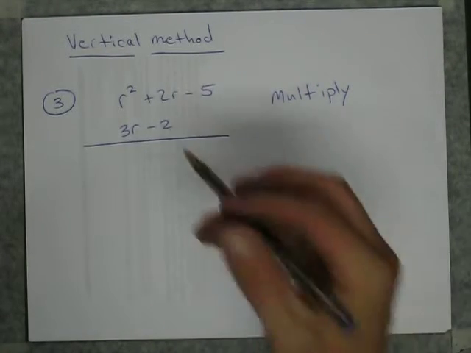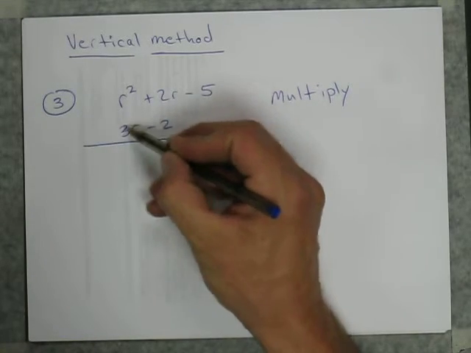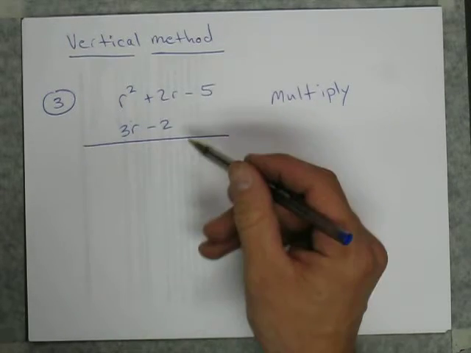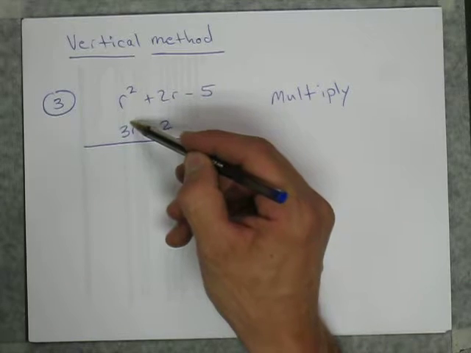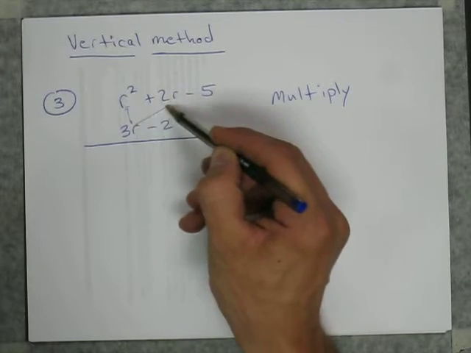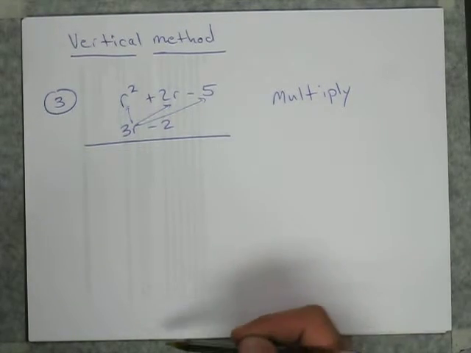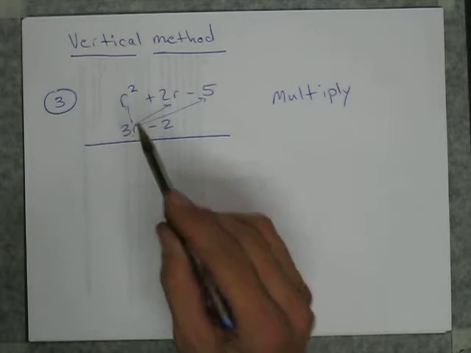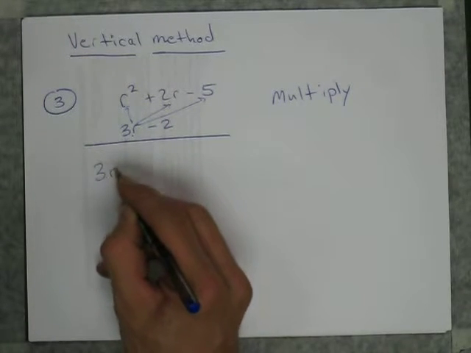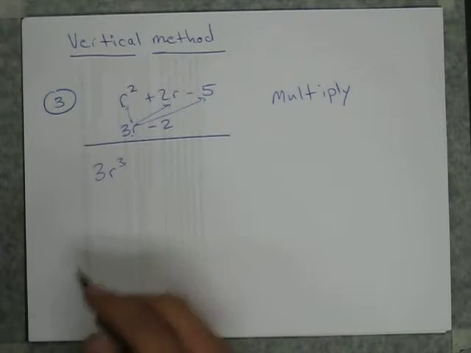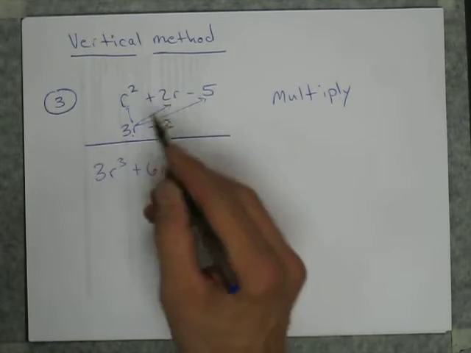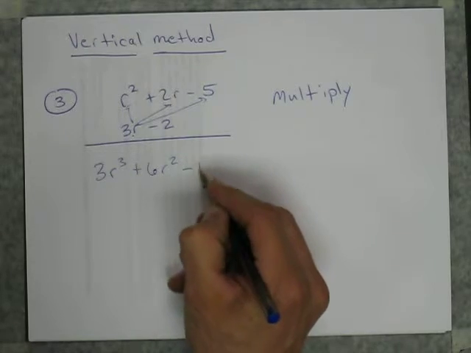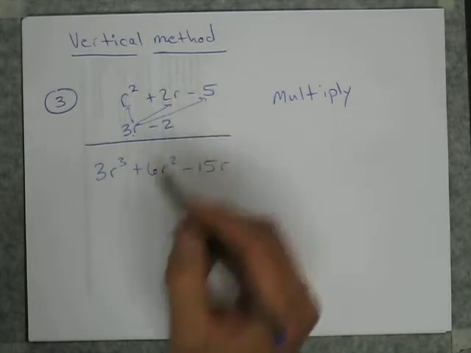Here we are. We are going to take this and multiply them together. What they want you to do in the vertical method is the same as what we just did, except it's stacked vertically. So you take 3r and distribute it into all 3 parts. 3r times r squared gives you 3r cubed. 3r times 2r gives you 6r squared. 3r times a negative 5 gives you negative 15r.